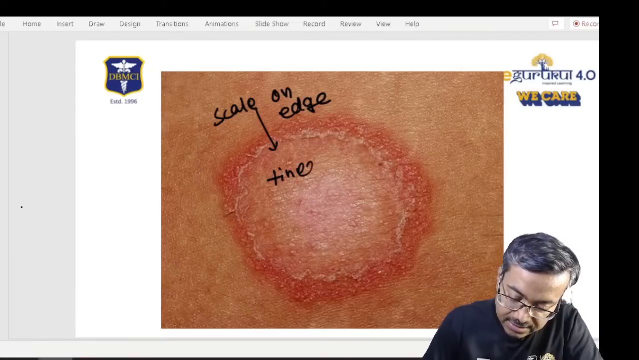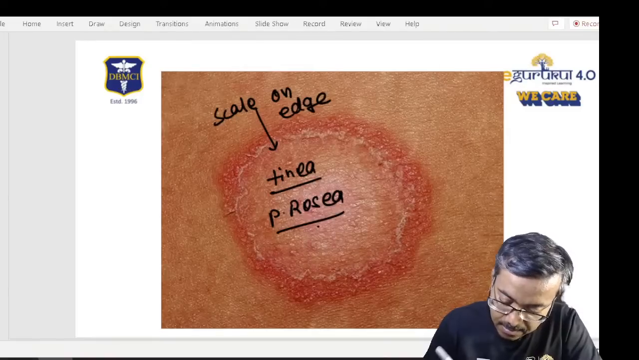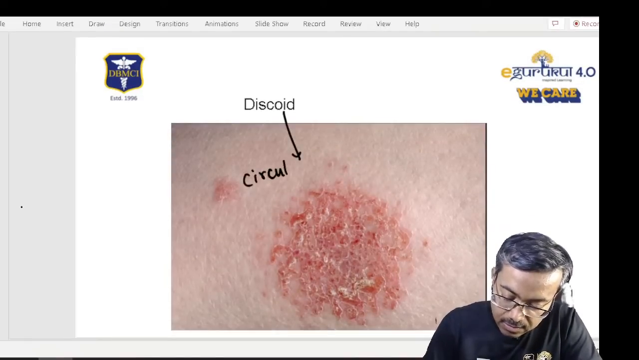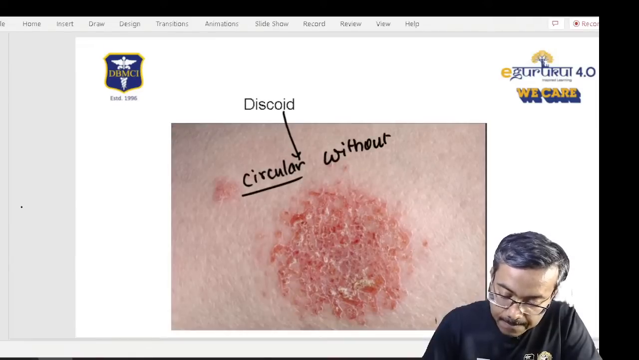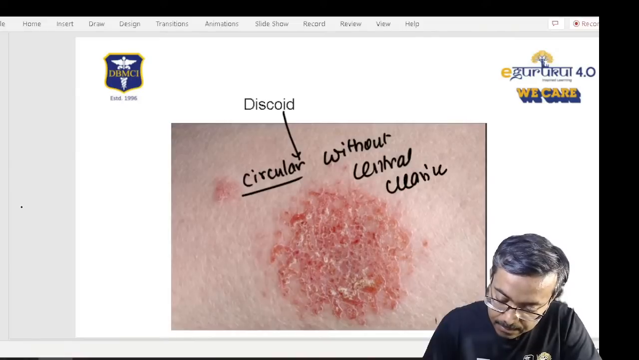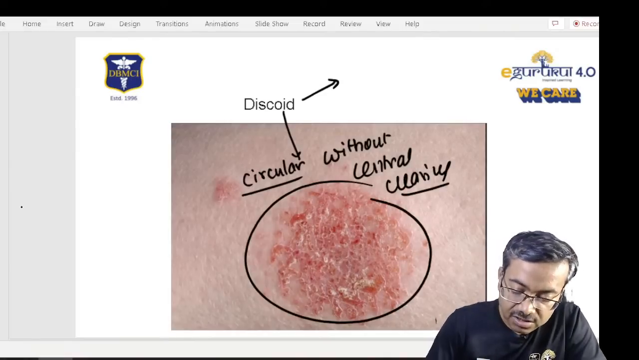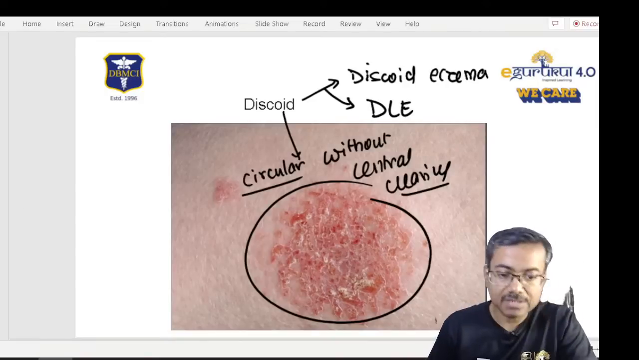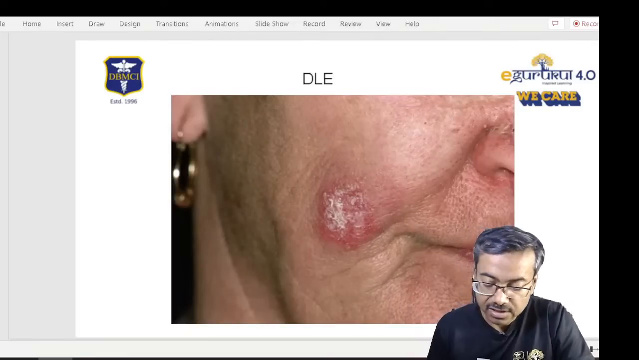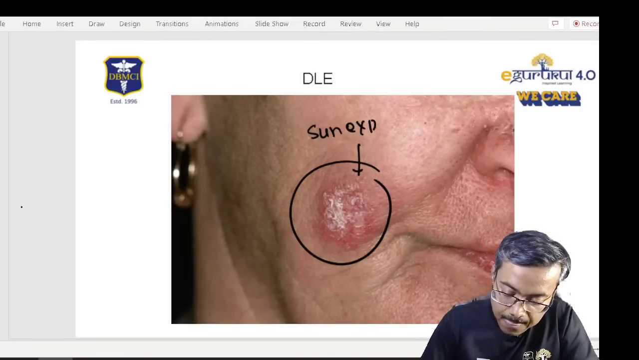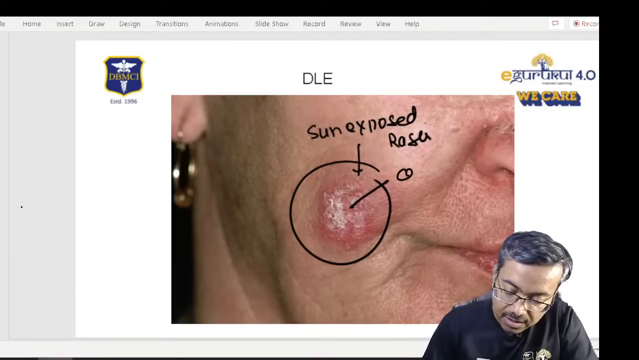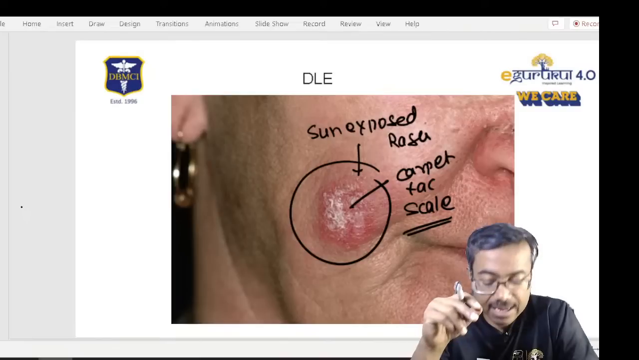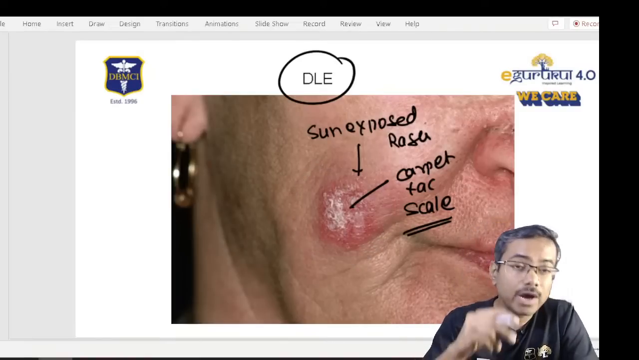That's usually a tinea disease or a pityriasis rosea disease. Clear? So, annular with the edge scale. Discoid would be again circular without central clearing. Are you with me on this? Can you see there is no clearing in the center? Which lesions cause discoid? Remember, discoid eczema, and discoid lupus erythematosus. Can you see the DLE? Typically a sun exposed rash with a carpet tack scale of DLE. Are you with me on this? That is the DLE disease that you have, discoid lupus erythematosus.